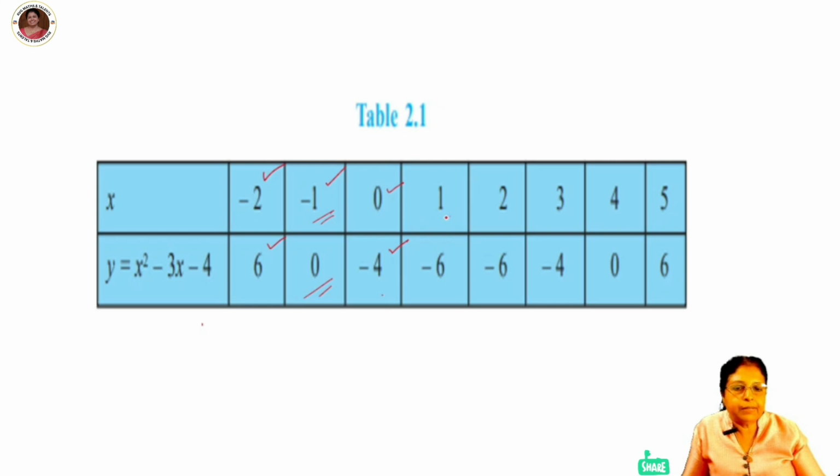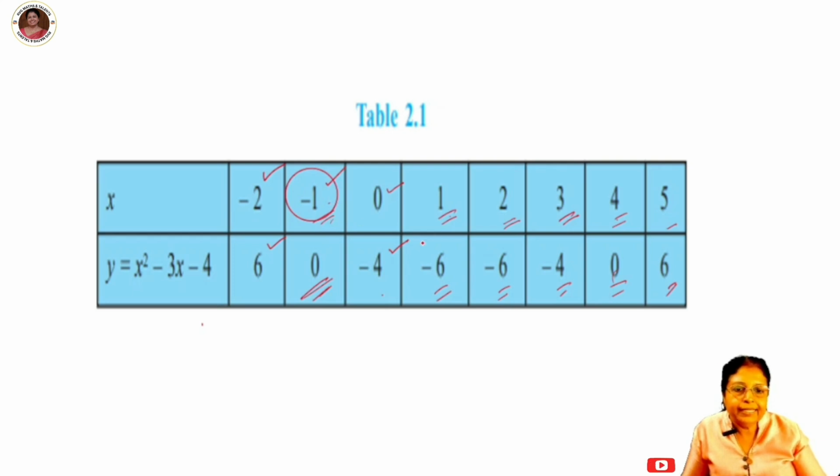And we are substituting these values. X equal to 1, we are getting minus 6. If you put x equal to 2, we get y equal to minus 6. And if you substitute x equal to 5, then we are getting y equal to 6. Then from this table, we can see what are the zeros of this polynomial. Here y equal to 0. That means the value of this polynomial is 0. That means what is the 0? Negative 1 is the 0 of this polynomial.